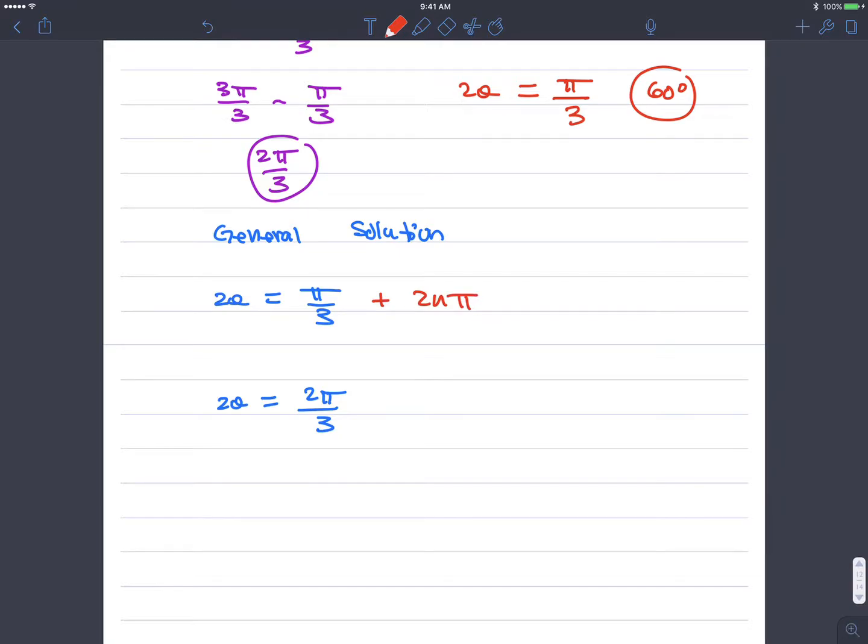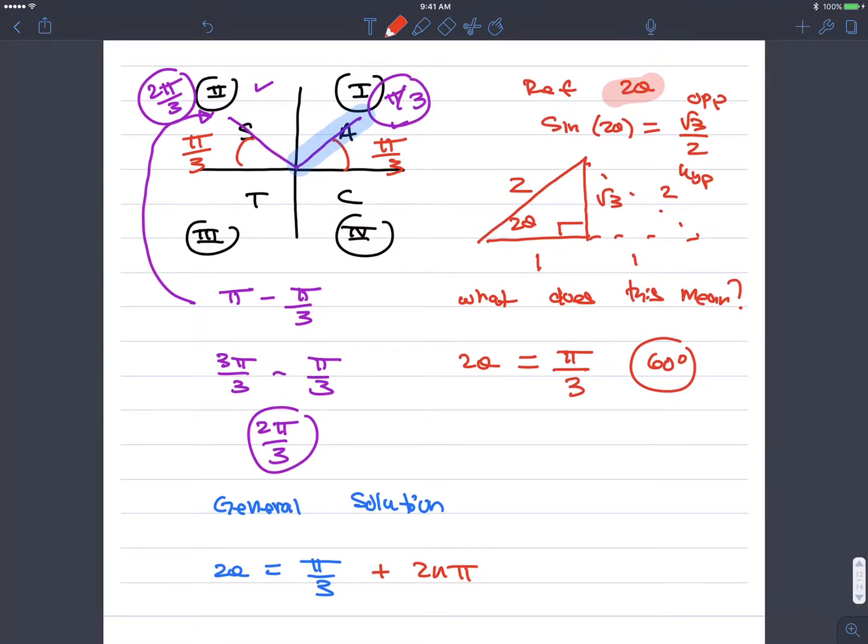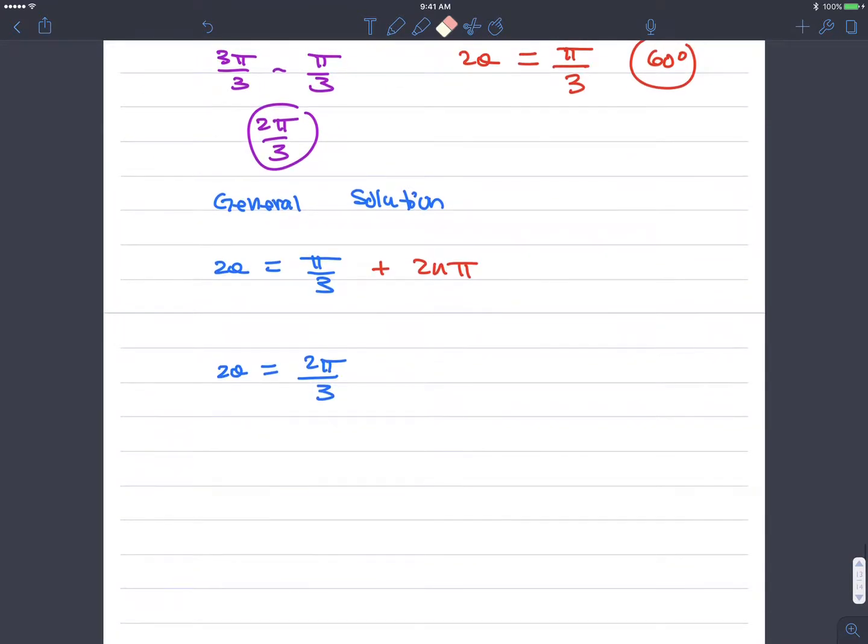You might say, why 2n pi? Because we don't have that situation where these angles are supplemental maybe, or they're opposite. They don't differ by pi, 180. We don't have that. Good. That's important. So this is my first general solution.